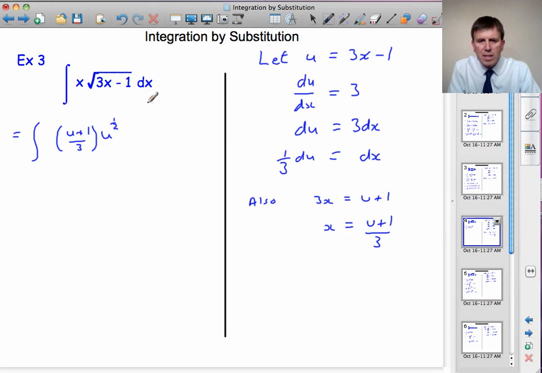And then the dx is 1/3 du. So we'll write the third at the front, 1/3 du. Now the denominators here, 3 times 3 is 9. Let's take 1/9 out the front of the integral. And then left inside we'll have u plus 1 times u to the half. U times u to the half is u to the power 3 over 2 plus 1 times u to the half is u to the power of half. And that has to be integrated with respect to u.